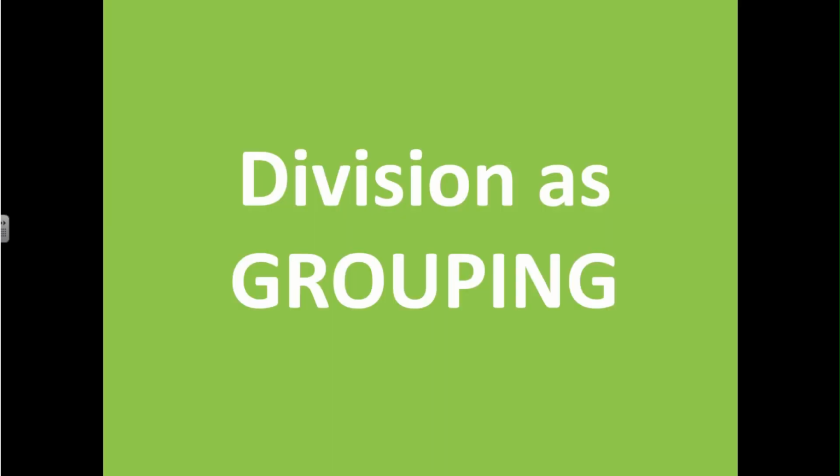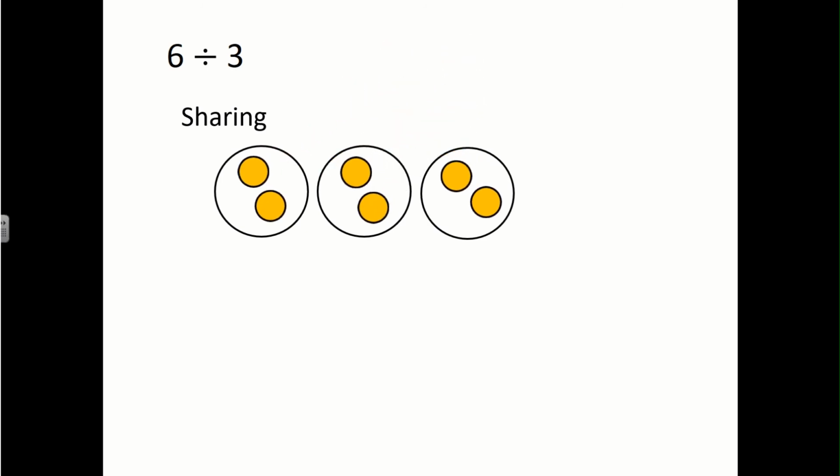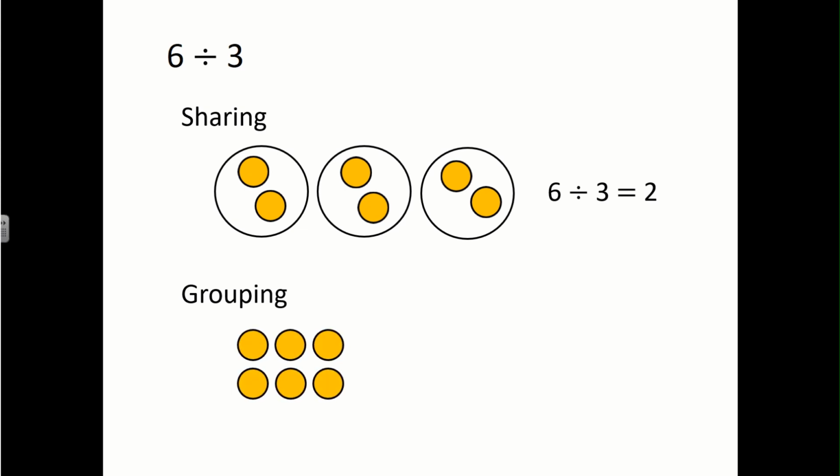Another way to look at division is as grouping. 6 divided by 3. We've looked at this as sharing. Sharing out into 3 boxes. Each box would get 2. We've looked at that earlier in the video. We're going to have a look at what it means to group. 6 divided by 3 means make groups of 3. How many groups of 3 can be made from 6? I can make 2 groups. 6 divided by 3 is 2. It's the same calculation, it's just a different representation.